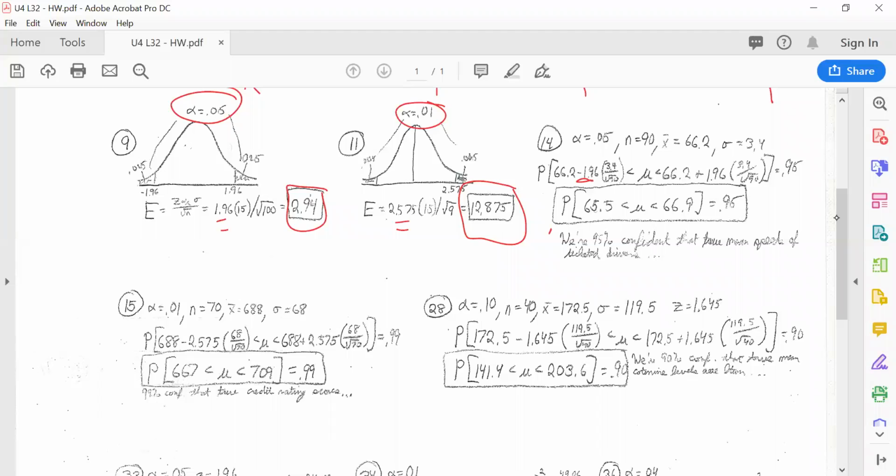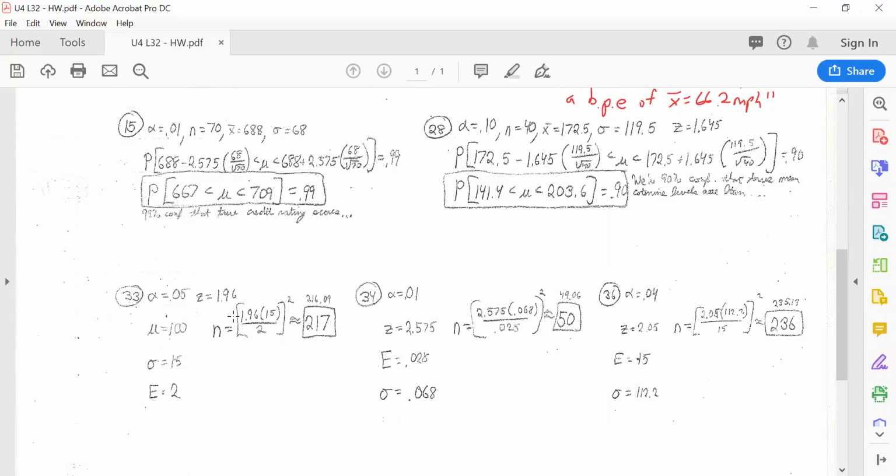Then a verbal. We are 95% confident that the true mean speeds are between, I was lazy, sorry, 65.5 and 66.9 with a best point estimate, BPE is best point estimate of, what's our X bar? 66.2 miles per hour. There we go. There's the whole verbal. Sorry, I was lazy. Normally I'm doing this in class in person.